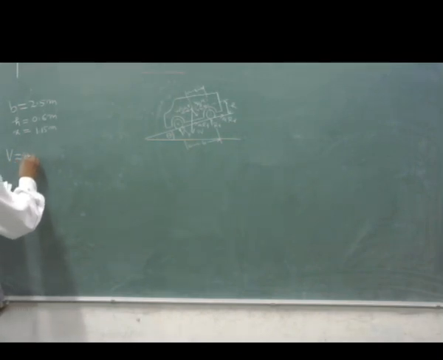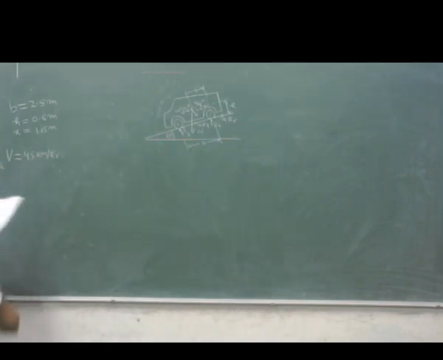The automobile is moving on level ground with a speed of 45 km per hour. Velocity V is given as 45 km per hour. That is the velocity with which the vehicle is moving, so that is the speed of the vehicle. These are the things given.